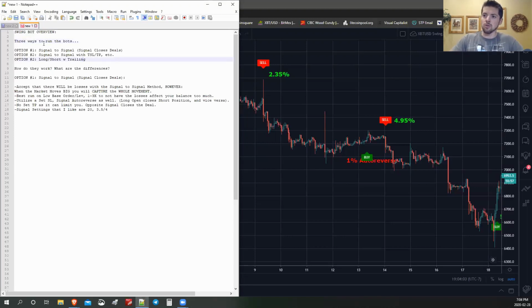So the first way to really run the bots, and this is just easy peasy, signal to signal. That's signal closes deals. That's all it is. Option number 2 is signal to signal with TSL and take profit, TP. And option number 3 is long and short with trailing. So, if you've got the indicators and you know what I'm talking about, great. We can enlarge on each of them later.